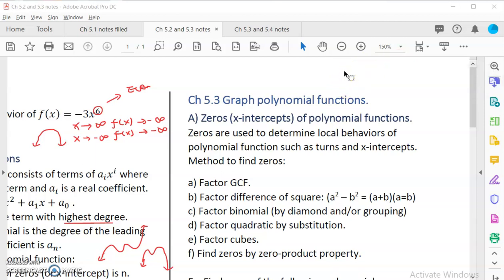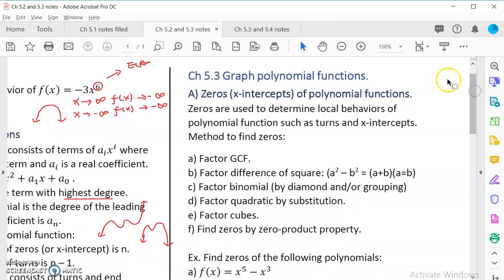coordinates. But in order to get a good sketch, the two important things that we need to know are the zeros, or the x-intercepts, of the polynomial functions. We can't find all the turning point vertices, but we can find the x-intercepts. So zeros are used to determine local behavior.